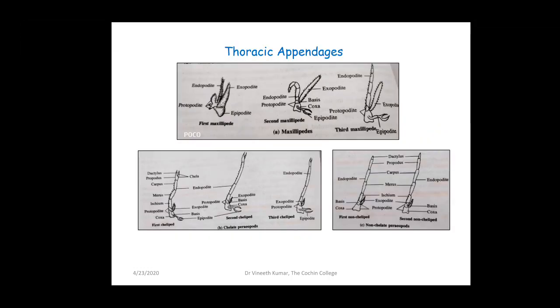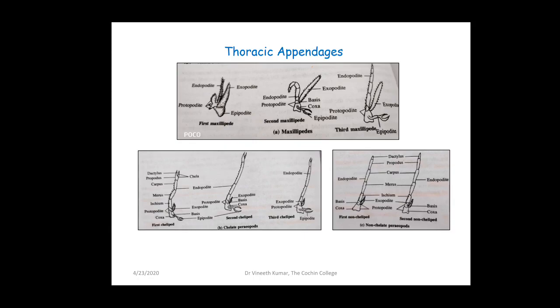Coming to the next one, the thoracic appendages. There are three thoracic appendages which mainly help in feeding as well as in respiration. The other set, which is 3 plus 2, are entirely the walking legs, and they are divided into a set of 3 and 2 because the set of 3 has a particular structure called a chela, or a pincer, at the end, and the other set does not have it.